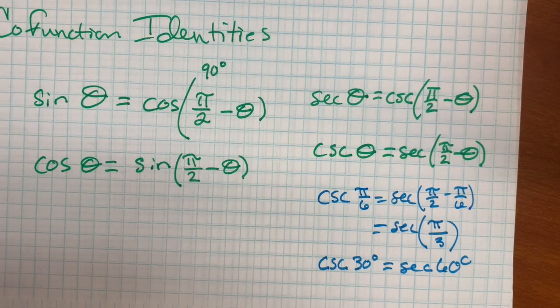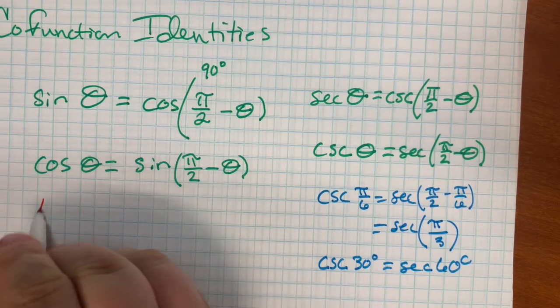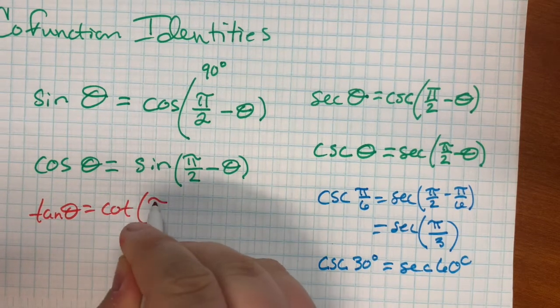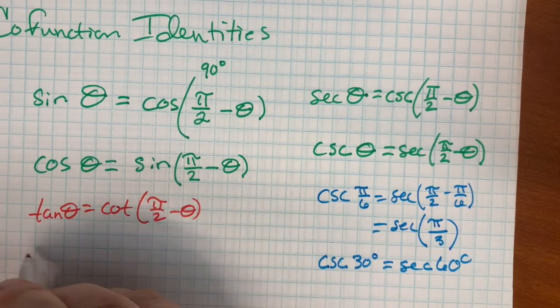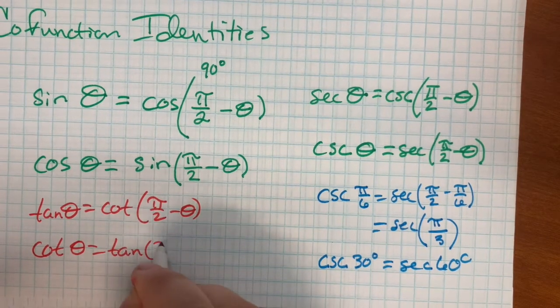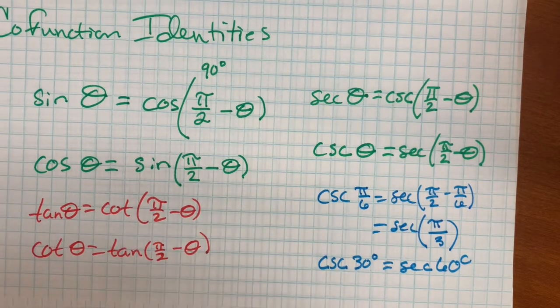So the last of the identities for today, and I know that this is a lot because there are a lot of different identities. So we have tangent of theta is cotangent of pi over 2 minus theta. And cotangent of theta is tangent of pi over 2 minus theta. But we're going to be working with these identities a lot over the next few sections.